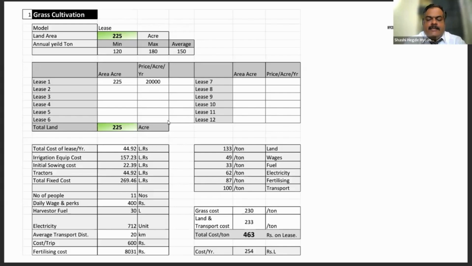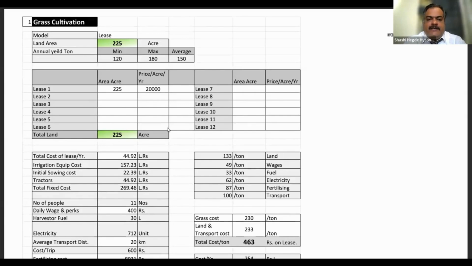Then there is electricity for irrigation. And there is an average transport distance of 20 kilometers. It can be more also, but logistically it will become a challenge, so it is better to have all the farmlands within a 15 to 20 kilometer radius. Then the cost per trip for the tractor is 600 rupees. And when we take all these numbers and divide by the yield, you get 133 rupees for the land and so on.